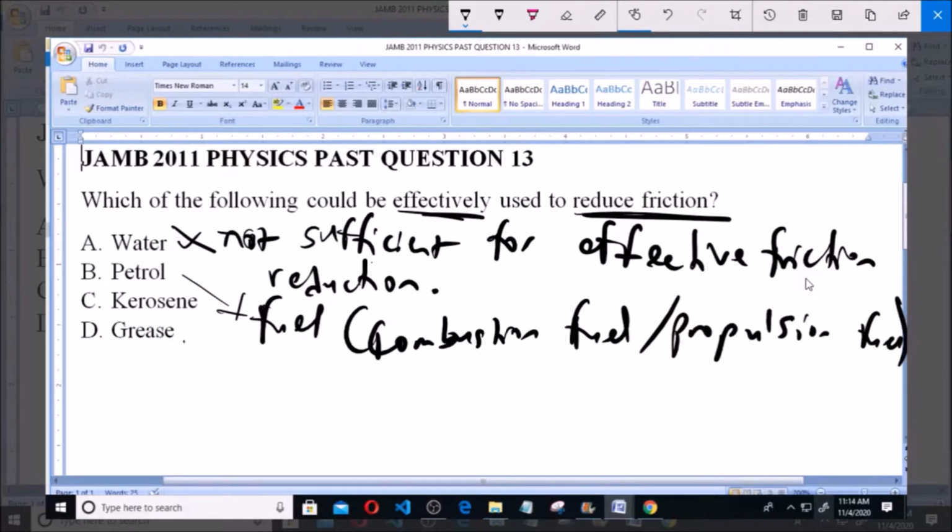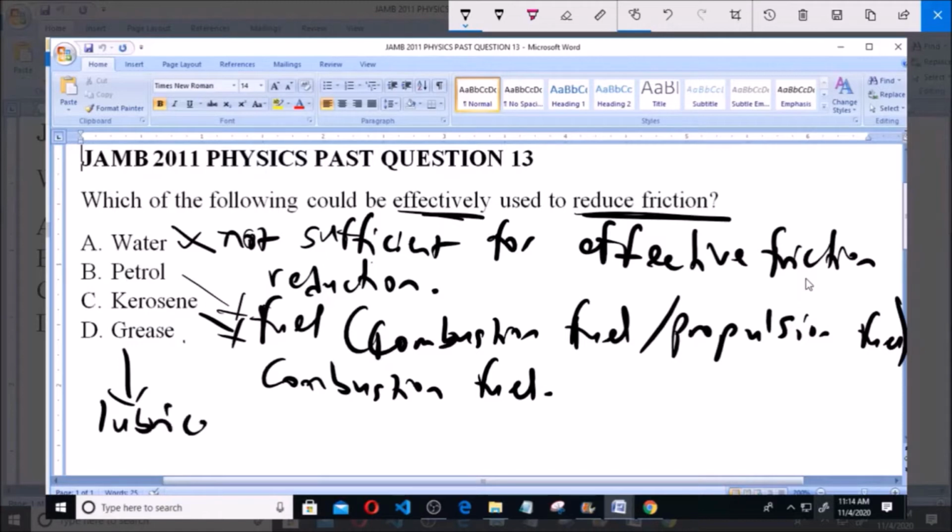So it is not known for its friction reducing property. Kerosene is also best used as a combustion fuel. It is not known for its ability to reduce friction. However, option D, which is grease, is known for its lubricating property. And lubrication is basically a very effective method of reducing friction.